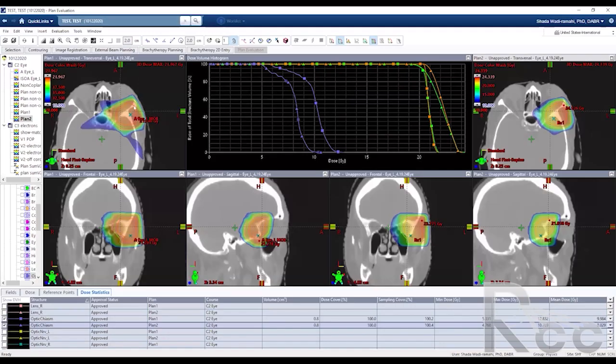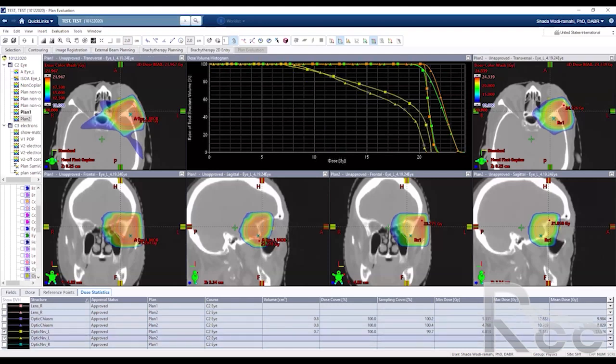Now, 3 beams, all with couch 0. So all 3 beams are coplanar. This is probably something you were used to doing in 2D or started to do in 3D. This one is 3 beams coplanar, exactly the same 3 beams as plan number 1, but I have a non-coplanar beam, couch 90 degrees, and I forgot what the gantry angle is. So with 4 beams, just one of them being non-coplanar, I have a nicer distribution of dose. Let's look at the involved optic nerve.